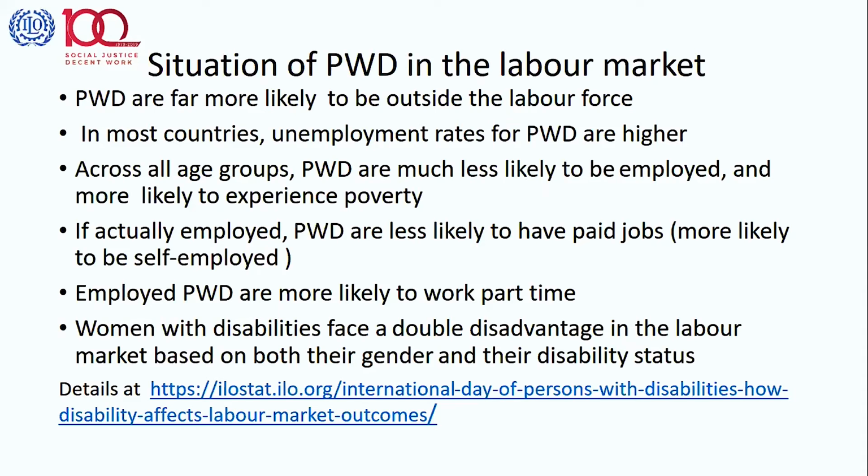Most of the persons with disabilities, especially in the developing countries, are likely to be self-employed, to work as own account workers or as contributing family workers without pay, without social protection. Also, even when they have a paid job, they are more likely to work part-time than to work full-time. Final characteristics is that the women with disabilities face a double disadvantage in the labor market based on both their gender and their disability status. So more details about statistical data are available at the link provided at the bottom of the screen.